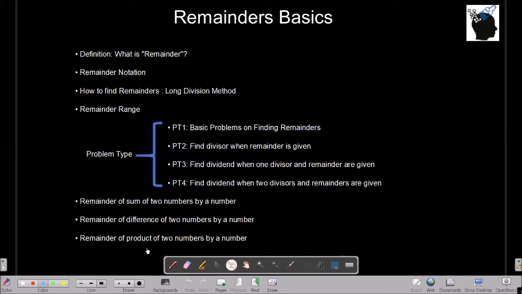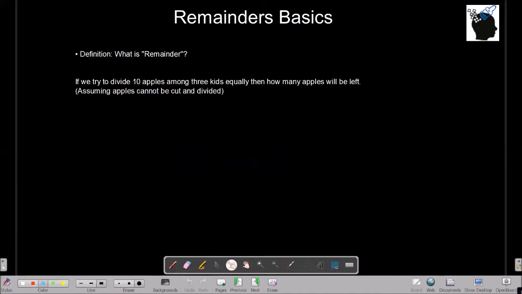Now let's start by seeing what is a remainder. Let's try to understand it by taking a simple problem. If we try to divide 10 apples among 3 kids equally, then how many apples will be left? Assuming that apples cannot be cut and divided among the kids. So let's try it out. Let's say we have 10 apples. 1, 2, 3, 4, 5, 6, 7, 8, 9 and 10.